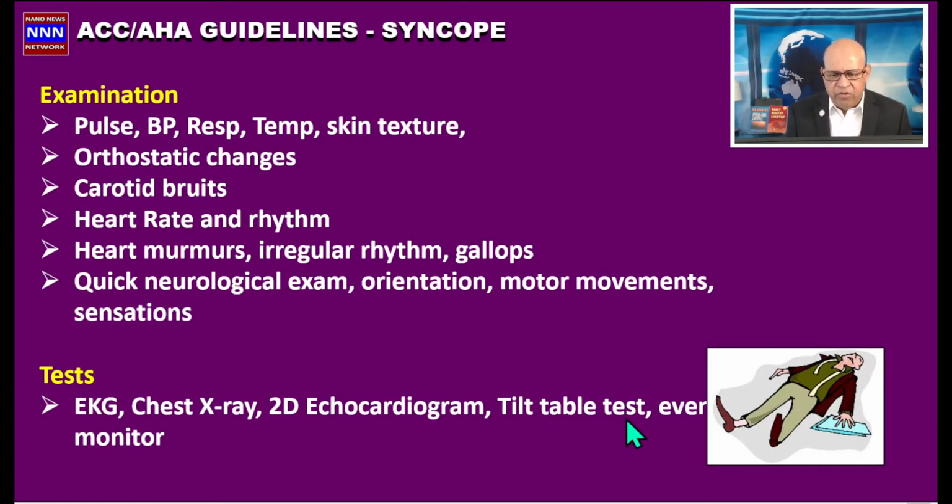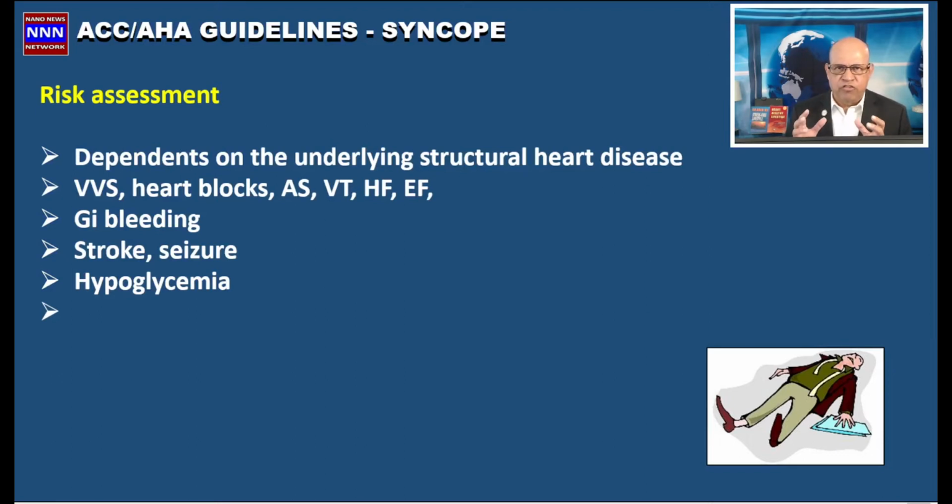And then we have more routine tests like tilt table tests and event monitoring, which I'm going to talk about in a minute. We need to assess the risk when we see a patient with a syncope. Is this a patient with multiple medical problems who has had syncope in the past, who is on multiple medications? So those are high-risk patients. Are we dealing with a patient with a history of arrhythmias, atrial fibrillation, or recurrent VTAC? They are higher risk candidates. Are we dealing with patients who are on blood thinners, who have a tendency to bleed? They are of moderate risk or high risk category.